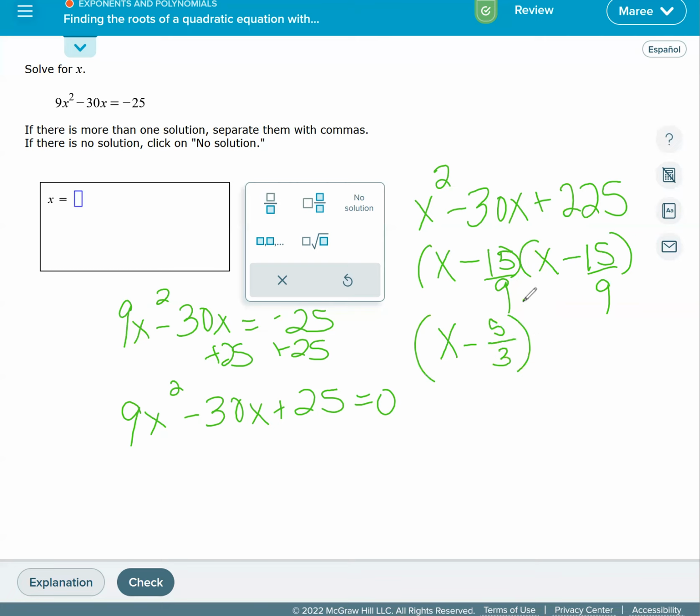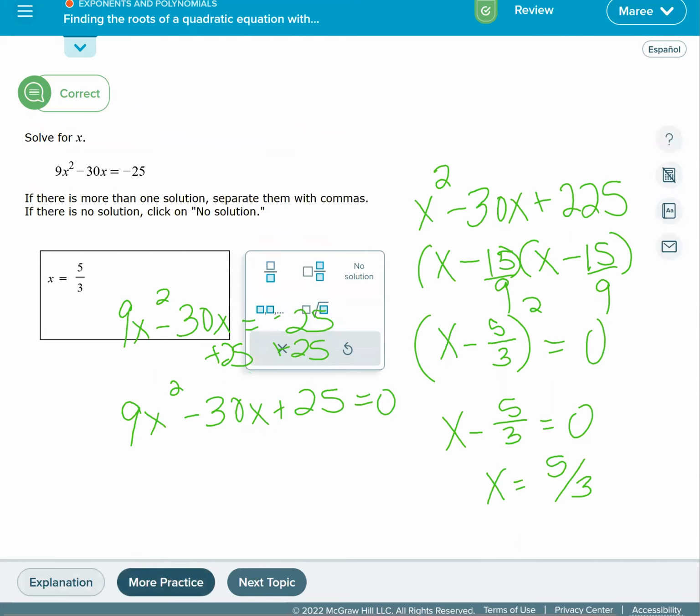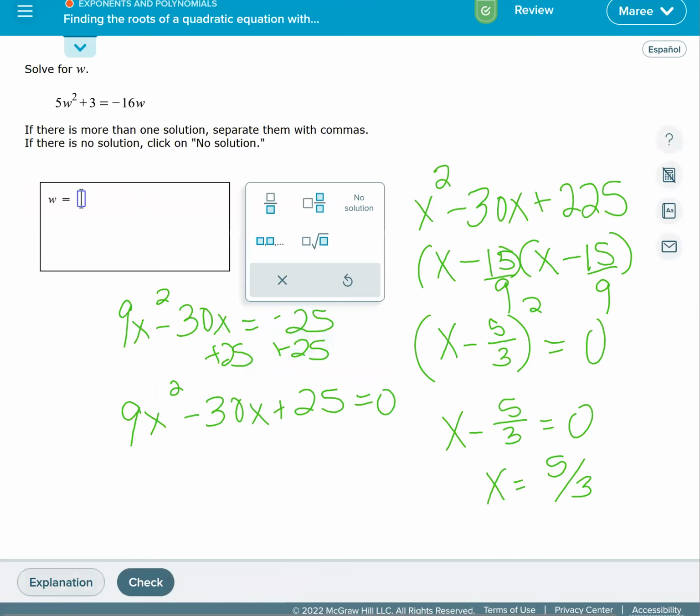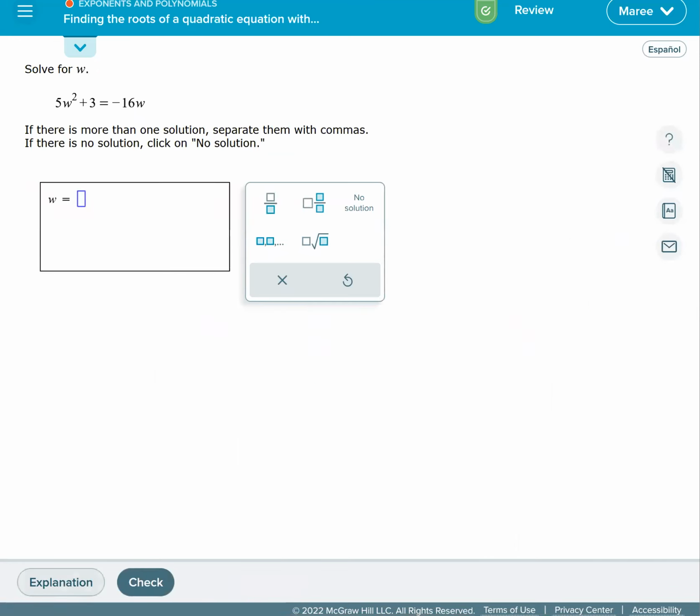And since this is squared, we really only need one of them to be equal to 0. So x will be a positive 5/3. So that's what we're going to type in, just 5/3. So sometimes you'll just have one solution. And that's when you see the parabola sitting on an axis. That would be only when there's one solution.